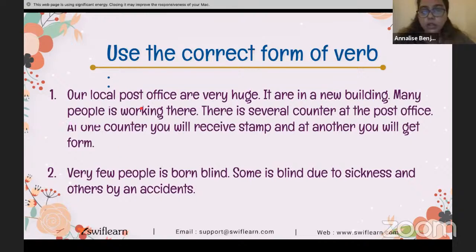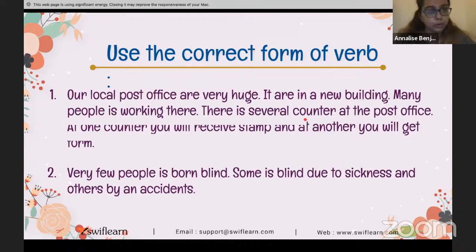Yes, I'll just get back to the first one as a Santoshi question. You asked, our local body post office are very huge. It is a... so you said there's no correction required in the last sentence. At one counter, you will receive, oh, see, you are not only receiving one stamp, right? You are receiving many stamps, okay? So different types of stamps are available at that counter. So that's why it's going to be stamps.